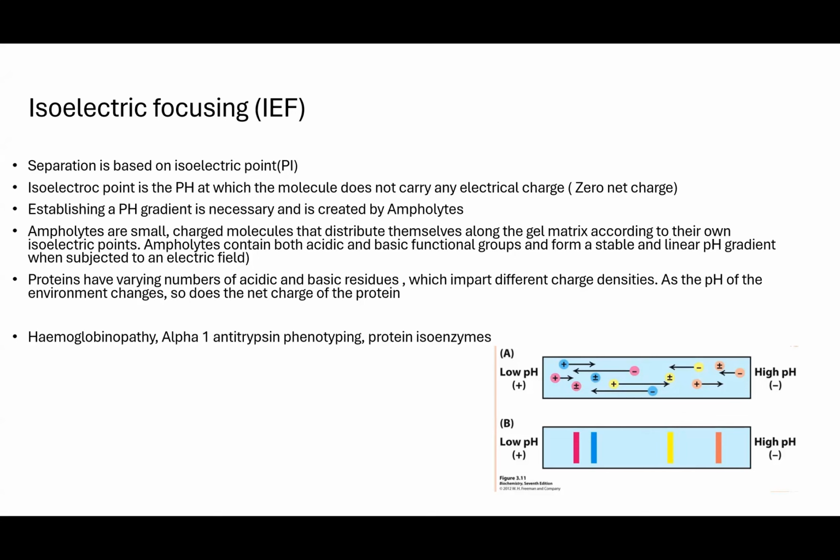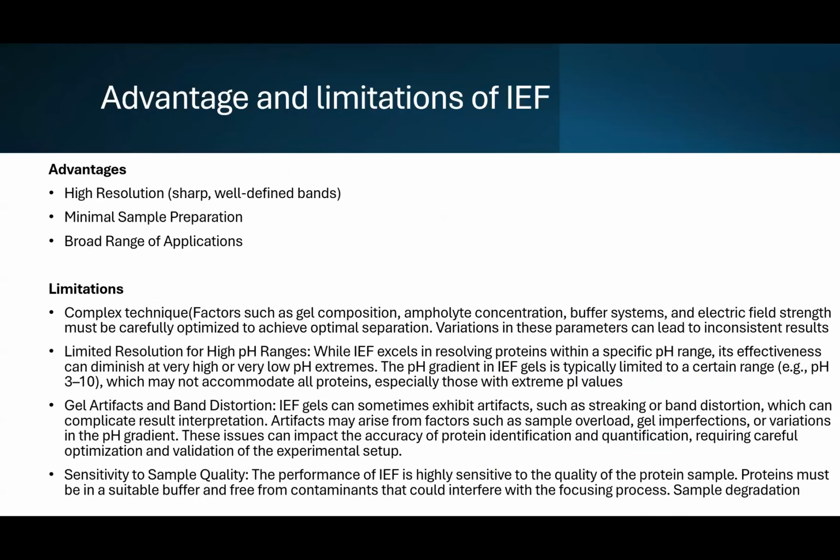It has different clinical applications, for example, detection of hemoglobinopathy, also alpha-1 antitrypsin phenotyping when you have alpha-1 antitrypsin deficiency, but also for protein isoenzymes. The advantages of isoelectric focusing are that it has high resolution, so you can see sharp and well-defined bands. It has minimal sample preparation, and as I said, it has a broad range of clinical applications.